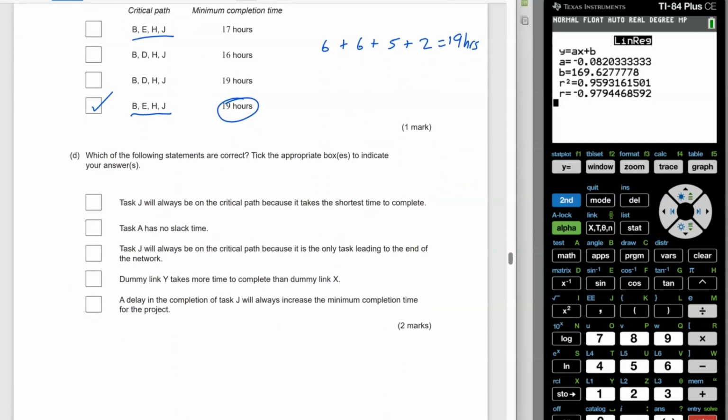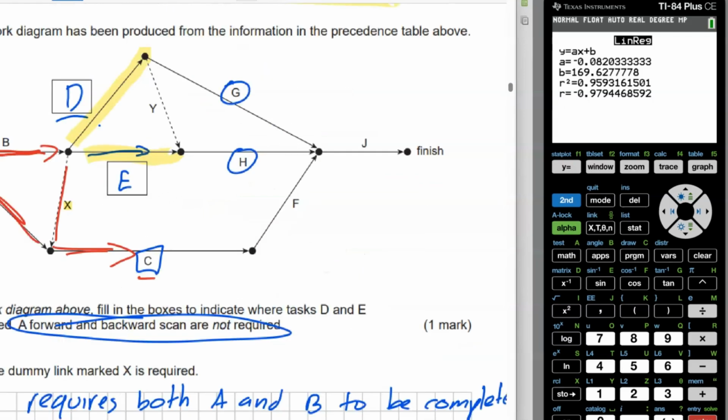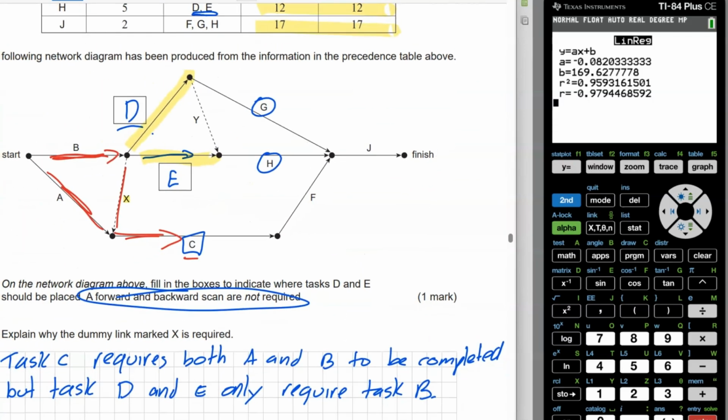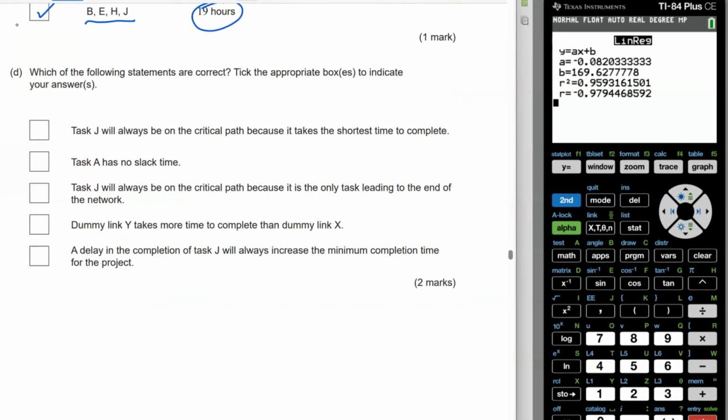And then there's another multiple choice kind of question here. It says, which of the following statements are appropriate, so it doesn't just have to be one. You're just going to go through and either rule them out or maybe they're a possibility. Task J will always be on the critical path because it takes the shortest amount of time. That's no reason for it to be on the critical path. You can see here that task J is on the critical path because it's the one that has to be done before everything is finished. So that's not really a reason. That's a cross.